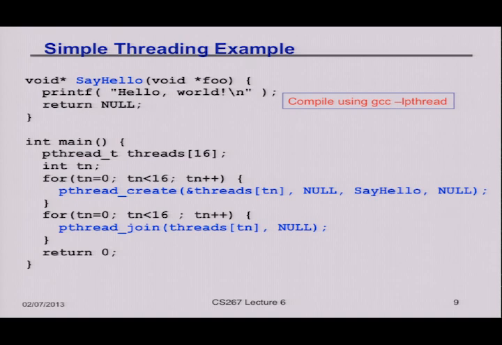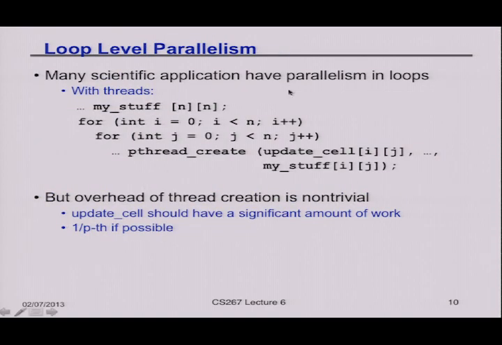So let me give another example, which is loops, because a lot of scientific codes have loops, nested loops, and you have the parallelism there. So let me give an example of what that might look like. Here I have an array which has my stuff in it. There's some information in this n by n array, and I'd like to operate on each of those array entries in parallel and do something with it.